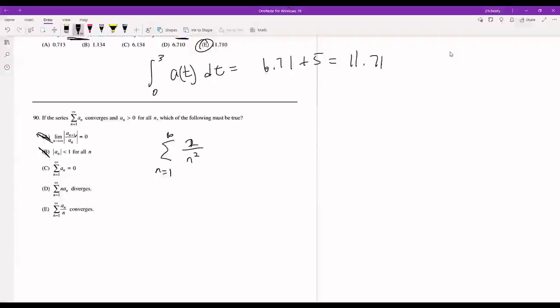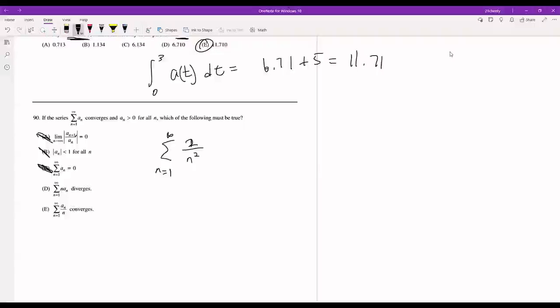Now C. Okay, so this is saying that the series must equal 0, which it could equal 0. Actually, no, it can't equal 0 because it says a sub n is greater than 0 for all n. So no, it can't equal 0. But even if it didn't say that, it doesn't necessarily have to equal 0.